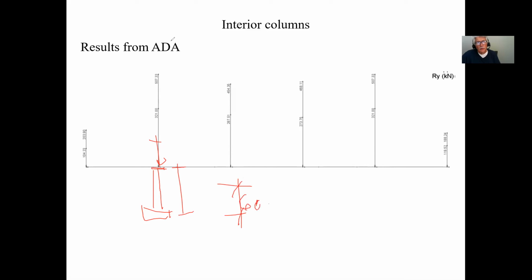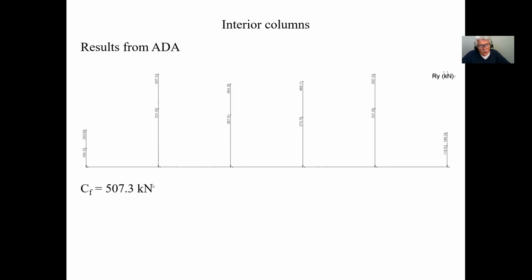Now you can do two things. So there you go. That's the CF value. So I don't have to calculate my dead load, my live load, my tributary area. ADA did all that for me in one shot. And the fact that I went to look at my envelope, I got for all the interior columns the highest value, and that's going to be the CF value.